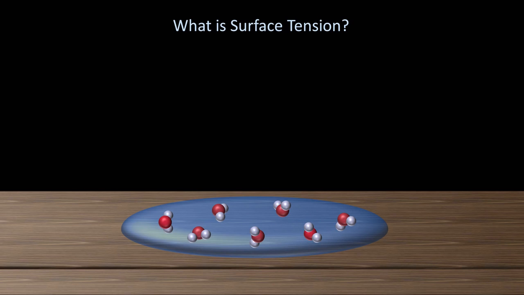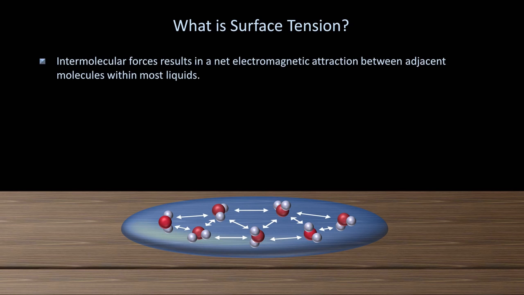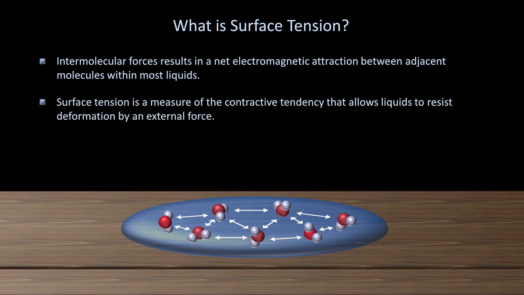It's the consequence of the intermolecular forces that were first mentioned in lesson 10 on viscosity. Although some of these forces are sometimes pulling and sometimes pushing molecules around, overall, there's a net electromagnetic attraction occurring between adjacent molecules in most liquids. This attraction pulls the liquid together until an equilibrium is reached with other forces, in this case gravity. Surface tension is a measure of the contractive tendency that allows liquids to resist deformation by external force.